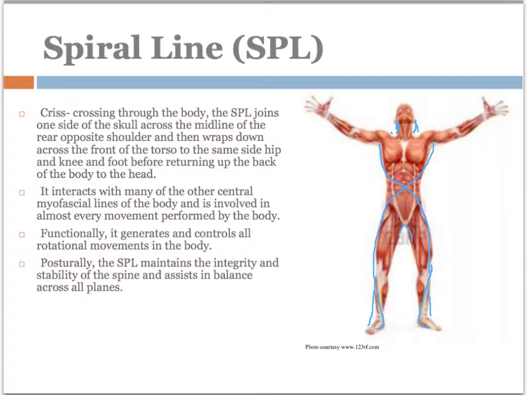and connects it. The spiral line interacts with many of the other myofascial lines and is involved in almost every movement performed by the body. Its main movement function is to generate and control all rotational movements in the body. The spiral line functions posturally to maintain the integrity and stability of the spine and to maintain balance across all planes. Dysfunction in the spiral line can affect the functioning of other myofascial lines.